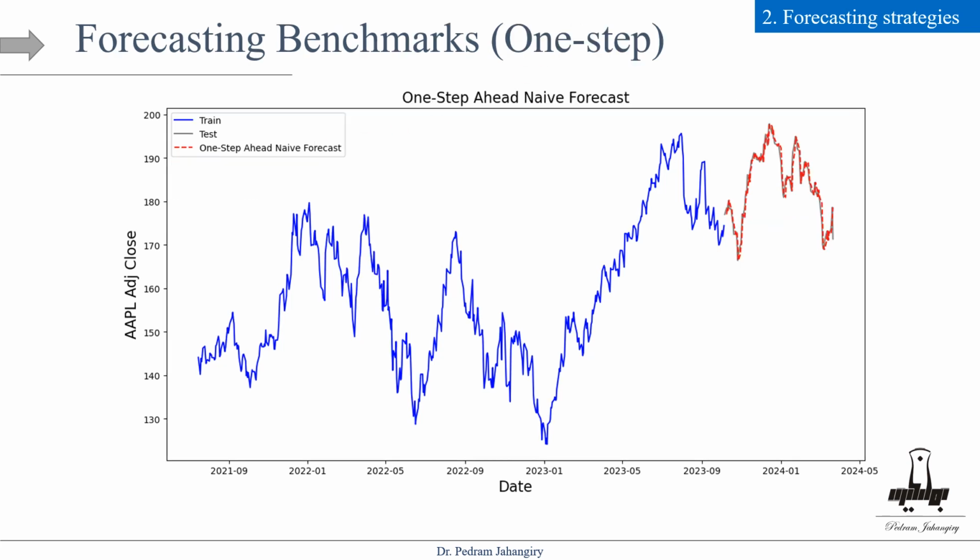All right, our last example is showing one step ahead naive forecast for our Apple stock price, right? So again, the blue one is your train set, the green one is your test set, and the dashed red one is your predictions. These are naive forecasts.